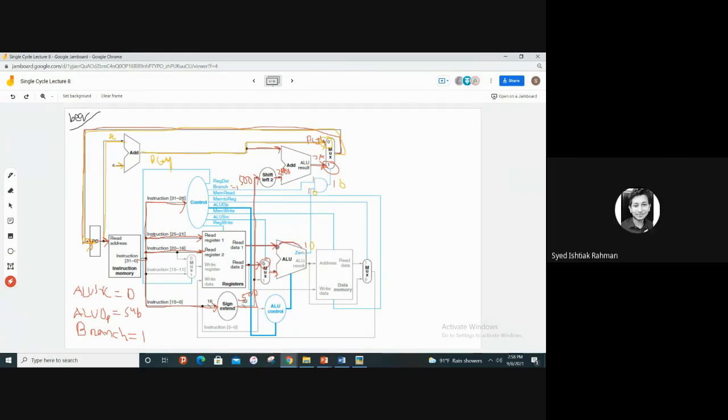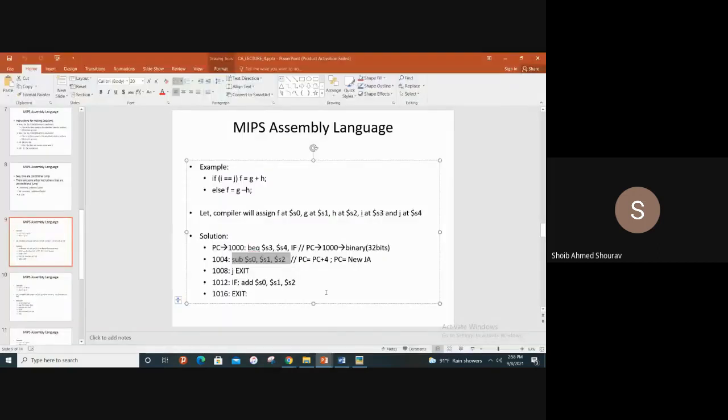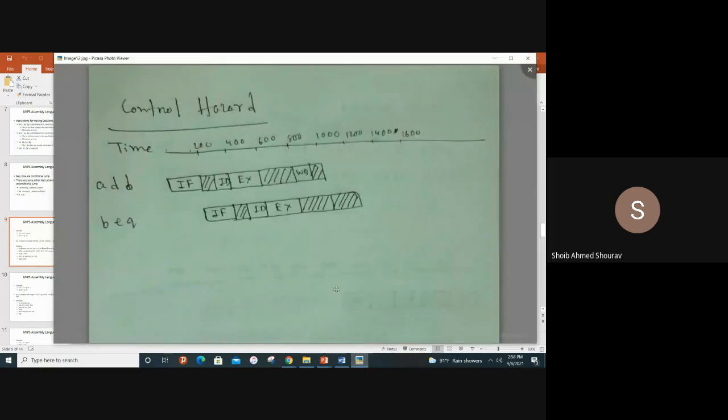If we don't execute this execution phase, we don't know the value of the zero flag. That value decides whether there will be a jump or not. So if there is a jump, we will fetch this instruction. If there is no jump, we are going to fetch this instruction, right? Please respond. So, can we fetch the next instruction before this EX? No, sir.